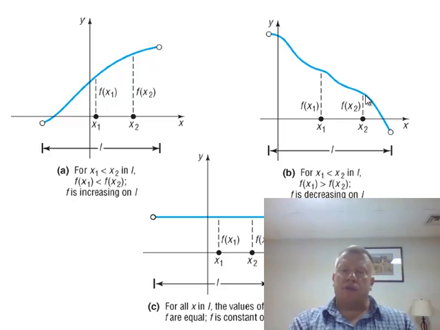Think about temperature. If your temperature is decreasing with time, and you have time 0 here and time 1 there, well, your temperature at time 0 would be higher than that at time 1, for example. Anyway, and then here's your constant function, where your functional value is the same for all values of x on the interval. Okay?